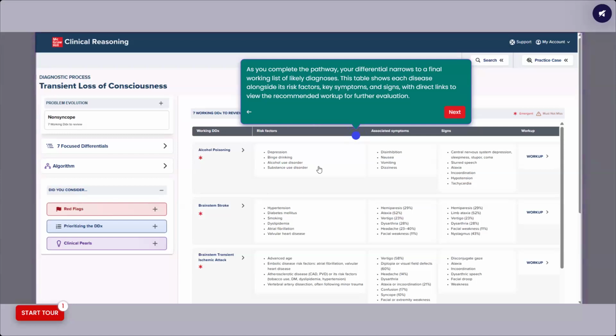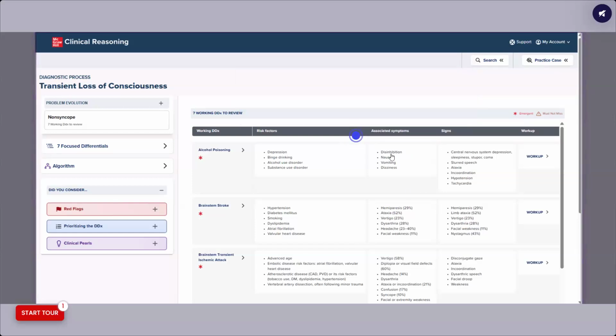I have the risk factors associated with these conditions. So if I'm thinking brainstem stroke, maybe I want to check if the patient has hypertension or diabetes, is a smoker, etc. We're looking at the associated symptoms. So what is it that the patient reports? Do they report nausea? Do they report vertigo, etc.?